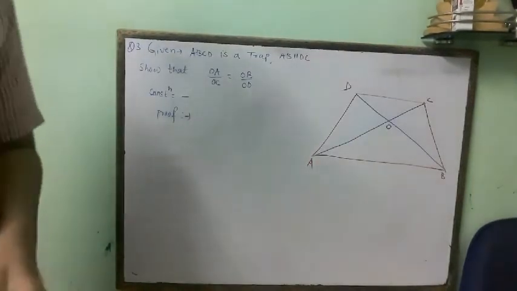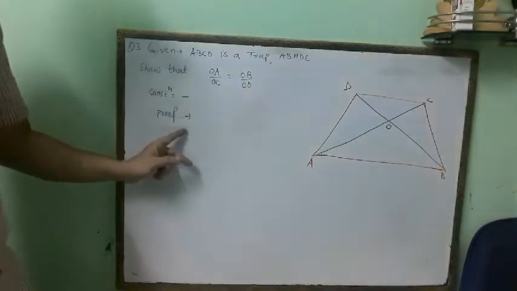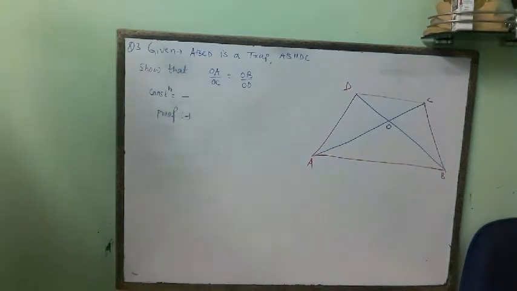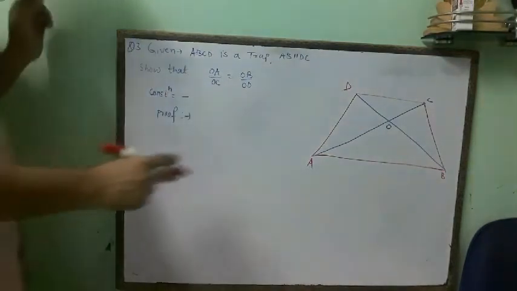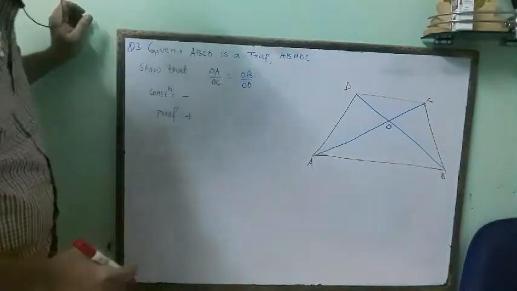See student, this is question number 3. It is given that ABCD is a trapezium such that AB is parallel to DC. We have to show that OA by OC is equal to OB by OD. Construction: we will not do any construction, so we just leave it blank. Now the proof. For this we will show the similarity of triangles AOB and COD.